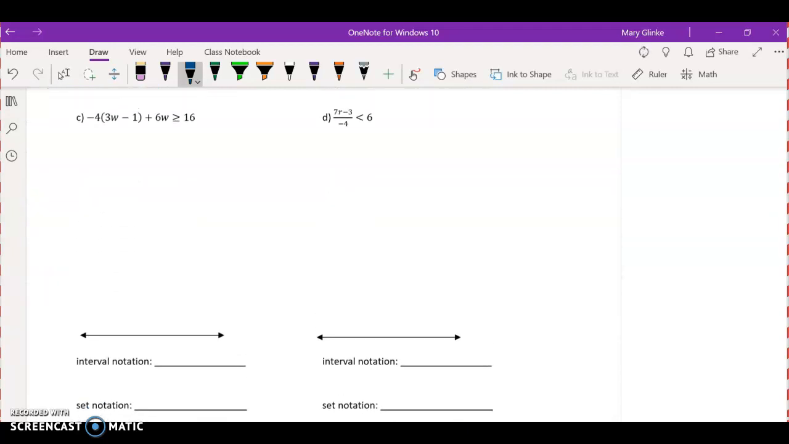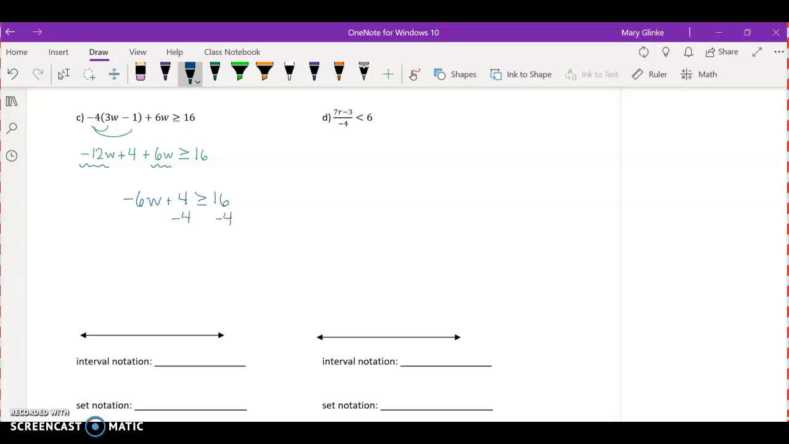Let's go ahead and try a couple more examples here. So for C, we're going to go ahead and solve this like we would an equation. We're going to multiply or distribute that -4. We get -12w plus 4 plus 6w is greater than or equal to 16. And once again, we don't switch our sign for this one yet because we're multiplying by -4, but we're distributing. We're not multiplying both sides of our equation by the negative. So now we're going to combine like terms. So we get -6w plus 4 is greater than or equal to 16.